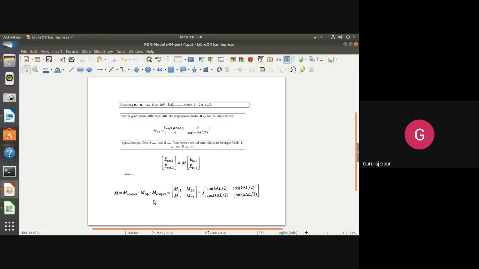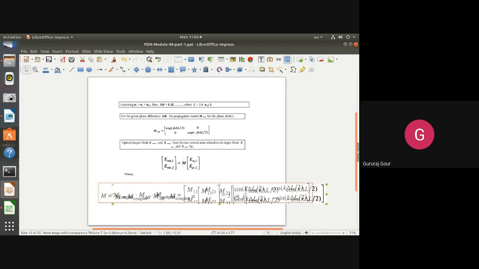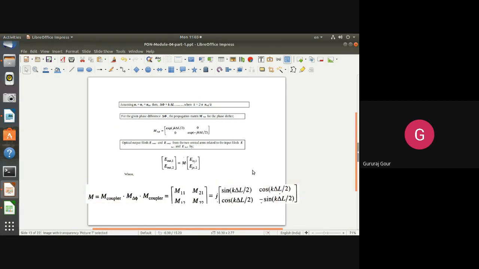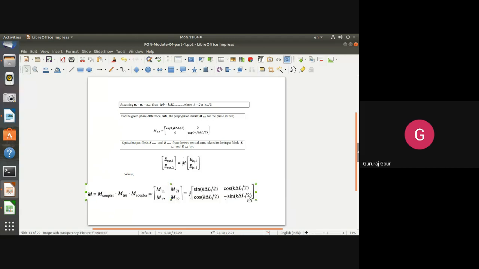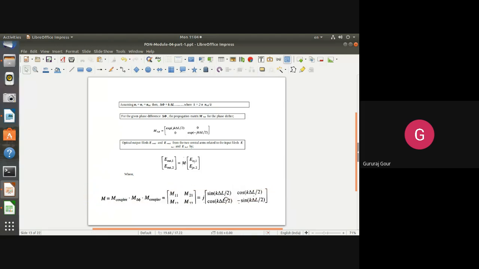So that's why we have to multiply these three matrices term by term, and then you will be able to get a 2 by 2 matrix having the terms M11, M21, M12, and M22. So guys, you have to directly remember this one. No steps are expected, or we are not required to remember them. So that's why you have to remember this directly. So j sin k delta L by 2, cos k delta L by 2, these terms.